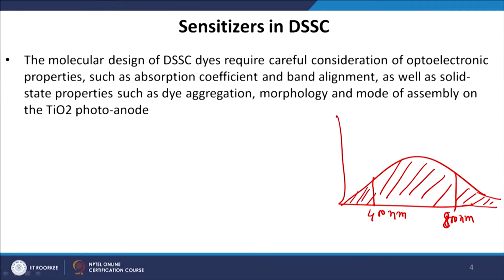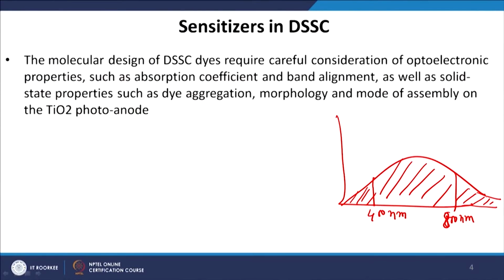The third point is some of the other properties like dye aggregation. Some dye molecules tend to show aggregation. So what will happen? They will accumulate in a particular area. If they accumulate in a particular area, only those regions will be able to absorb the light. So the rest of the TiO2 area will not be able to absorb the sunlight. That is not a good scenario. So we do not want the dye molecule to aggregate in a particular place.